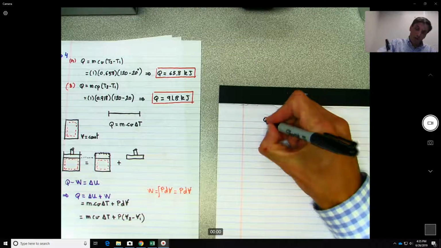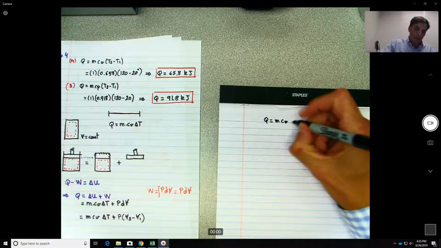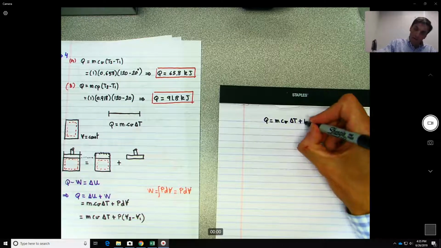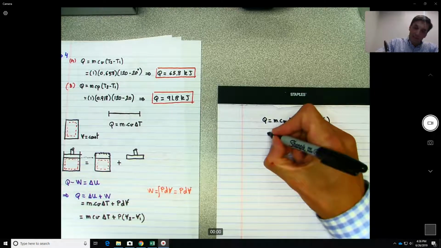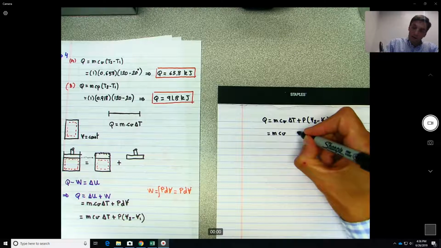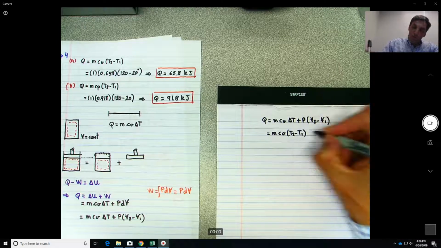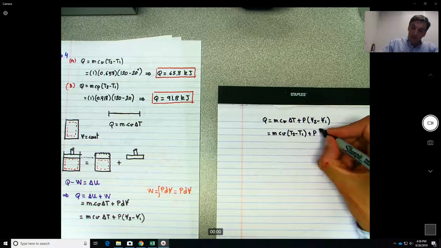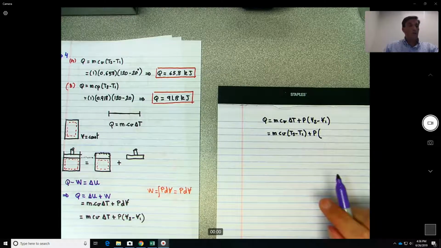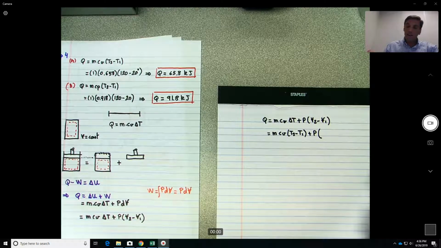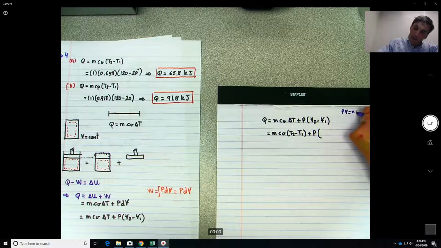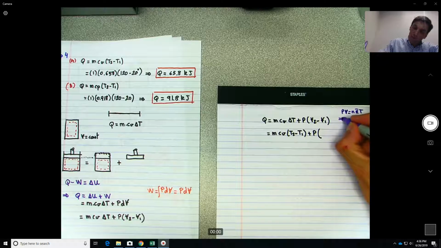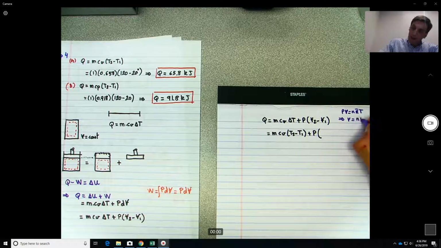So let me just rewrite the equation. Q equal to M CV delta T plus P (V2 minus V1). We can rewrite this as M CV (T2 minus T1) plus P constant, and then we are dealing with oxygen. So oxygen is an ideal gas. So if it's an ideal gas, what do we know? PV equal nRT, which will mean that the volume equal to n R bar T over P.